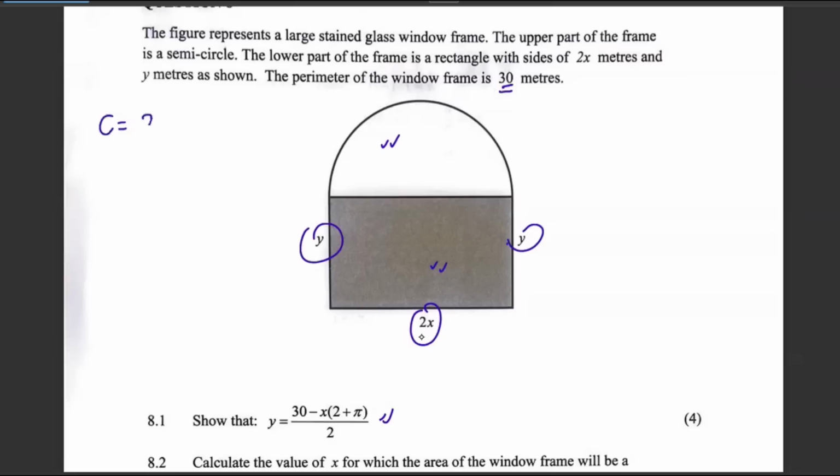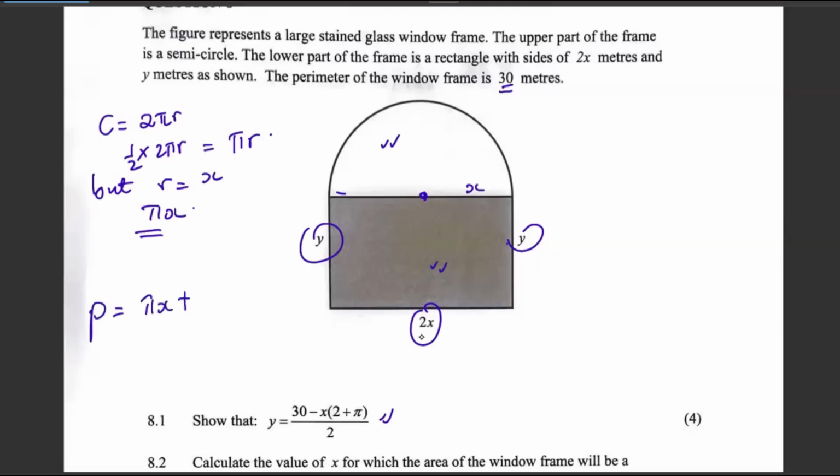Yeah, it's given as 2 pi, the full circle, 2 pi radius. But now, since we're dealing with half of a circle, it's going to be a half times 2 pi radius, which is the same as pi radius. But then if this diameter is 2x, meaning that the radius is going to be x. So our circumference we're talking about is pi x. So our perimeter is going to be pi x plus the y plus the 2x plus the y.